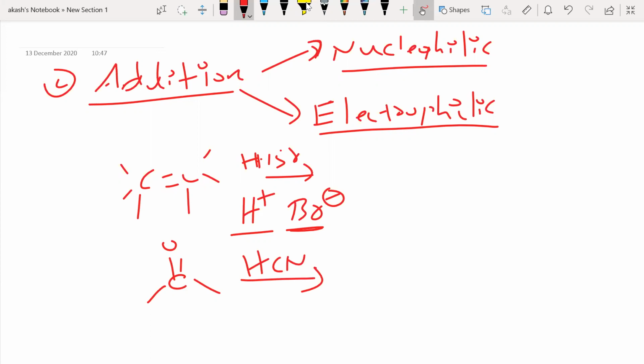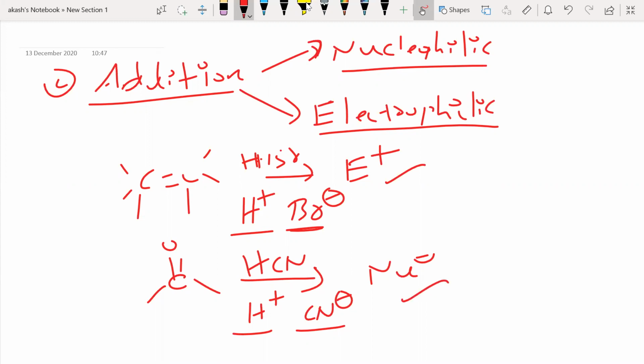So again, what do you see here? You have an H plus, and here you have a CN minus. You have an electrophile, you have a nucleophile. But in this case, it is going to be called an electrophilic addition, and in this case, it is going to be called a nucleophilic addition. Why is it so? When I have a C double bond C or when I have a C double bond O, the addition reaction contains both electrophile and nucleophile. But when I have a C double bond C, I call it electrophilic addition. But when I have C double bond O, it is going to be called a nucleophilic addition.